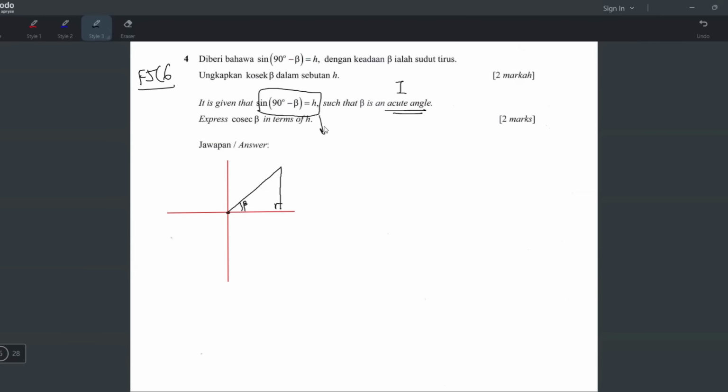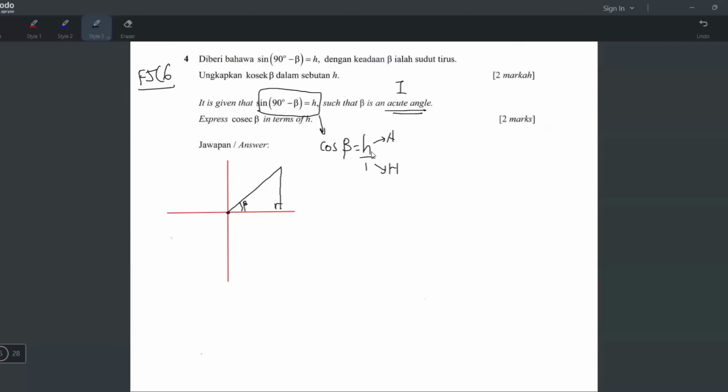So what you can do, this sin 90 minus beta, you can change to cos beta equals h. Later I'll explain why this one can suddenly change to cos beta, but I'll tell you now, this one is cos beta equals h, and nothing here means h over 1. And we all know the formula for cos is adjacent over hypotenuse.